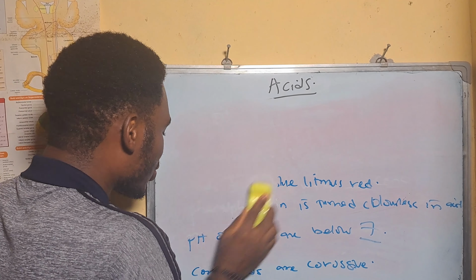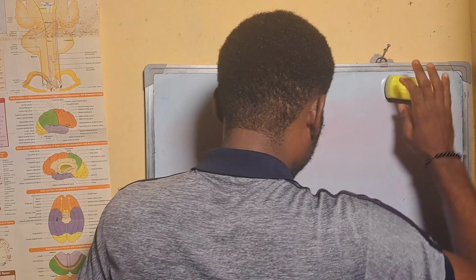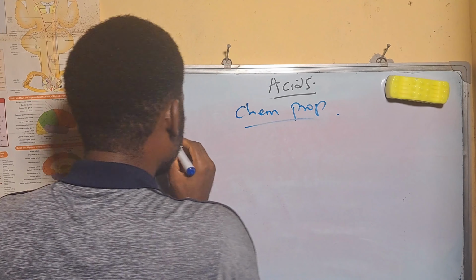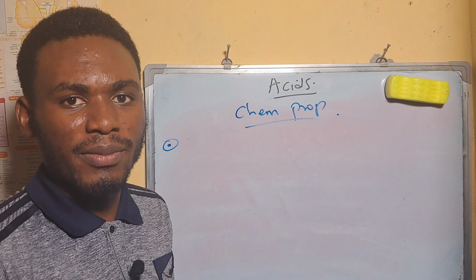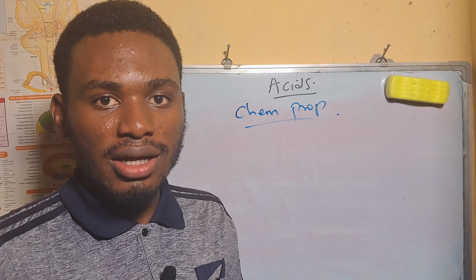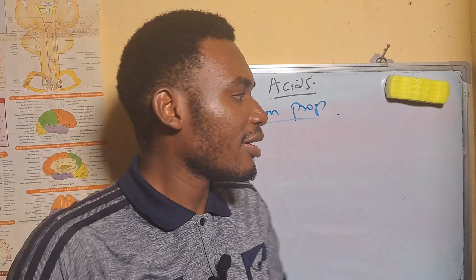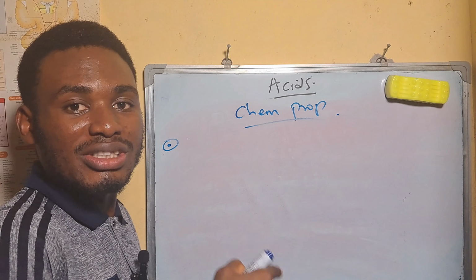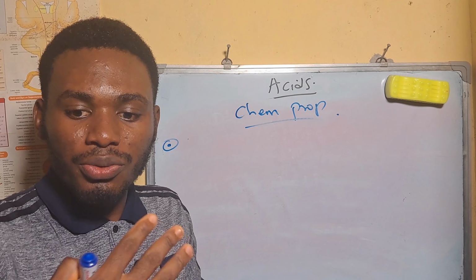Let's go on and discuss the chemical properties of acids. What are the chemical features that an acid must possess? The number one chemical property of acids is that they react with a base to form salt and water. Check the info in this video to see the link to the tutorial on bases, and make sure you watch it also. Acids react with bases to form salt and water, and this process is called the neutralization reaction.